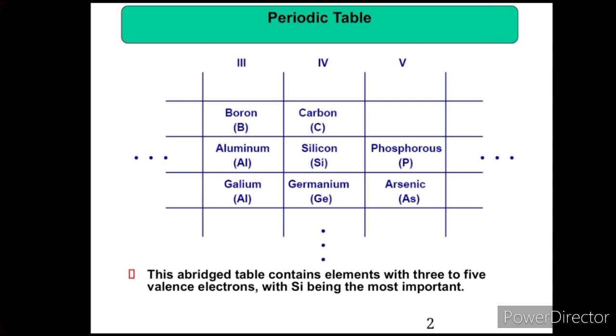Next, the group 4 elements are carbon, silicon, and germanium. They have 4 valence electrons in the outermost shell. The group 5 elements are phosphorus and arsenic. They have 5 electrons in the outermost shell.